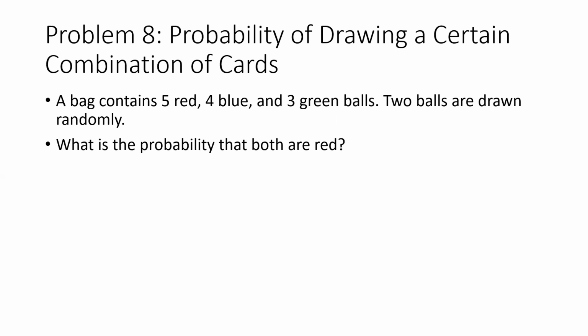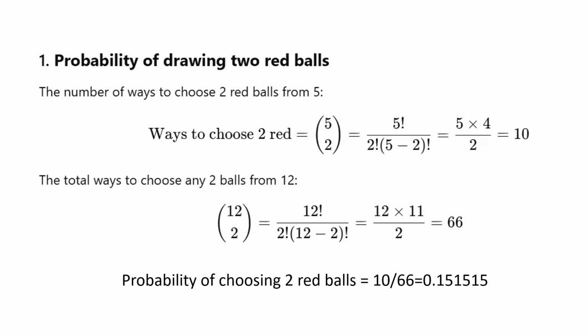Balls out of 12, that is, 2 balls are drawn. And there are a total of 5 plus 4 plus 3, total 12 balls. So the total ways of choosing 2 balls is 12C2, that is 12 factorial divided by 2 factorial into 12 minus 2 factorial.